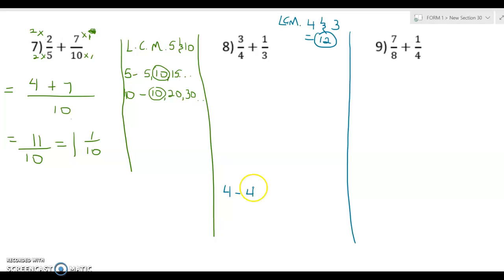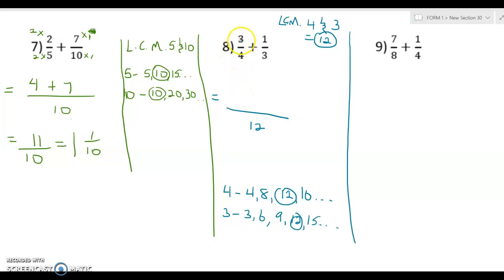So multiples of 4: 4, 8, 12, 16, and so on. Multiples of 3 are 3, 6, 9, 12, 15, and so on. So the lowest number that they have in common is 12. So that's why the LCM is 12. So now my common denominator is 12.